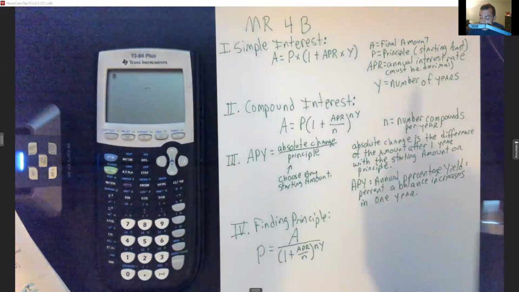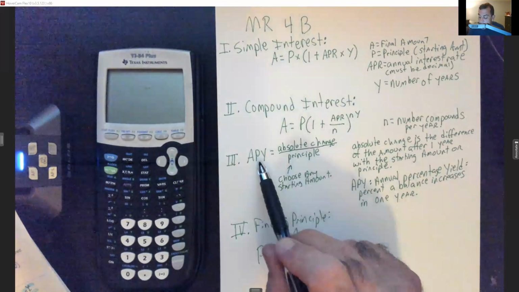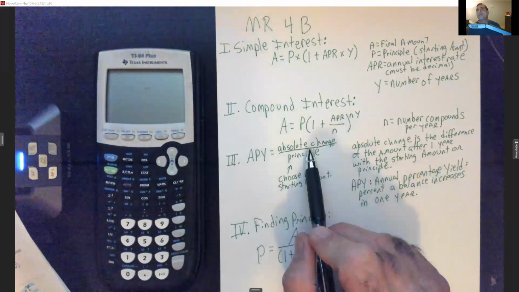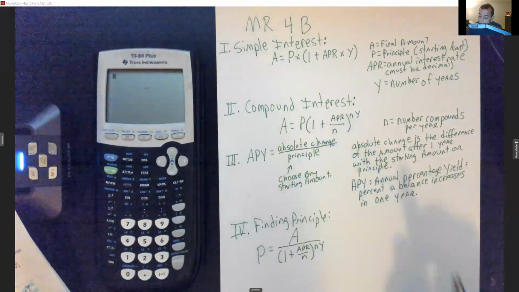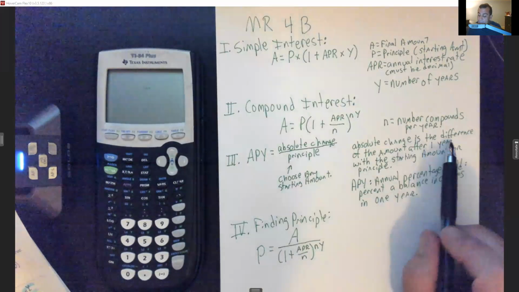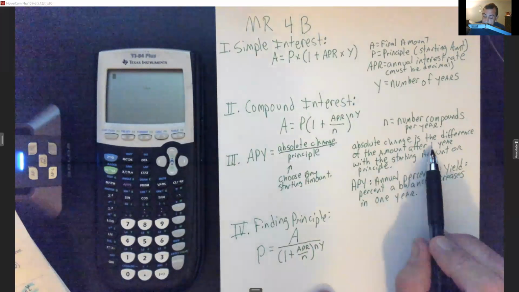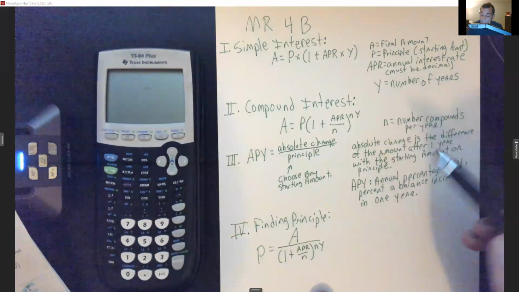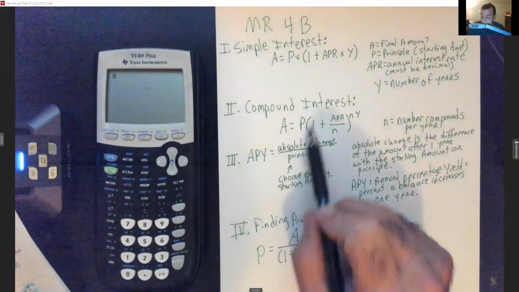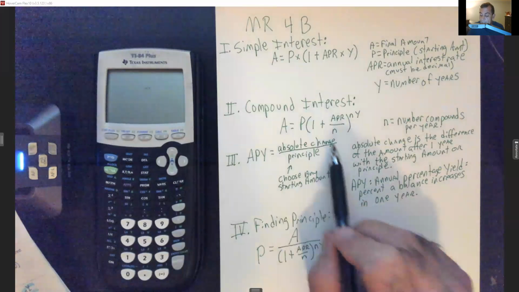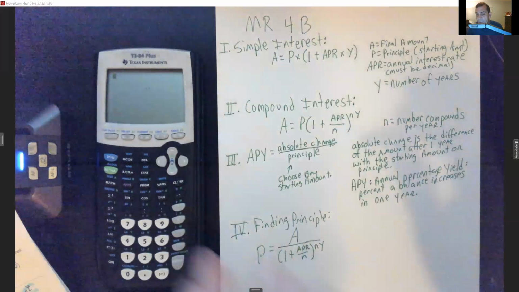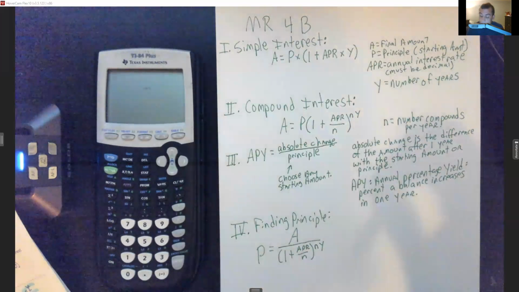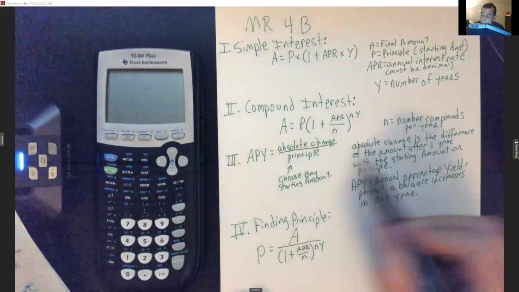So to find that, APY, which is short for that, you take the absolute change. So the absolute change, I wrote it right here, that's the difference of the amount after 1 year. So I would use this formula and do it for 1 year. And you could start with any amount for the principal because you're just seeing what the bank's yield is versus your actual yield or your actual APY, okay? And then that'd be the difference.